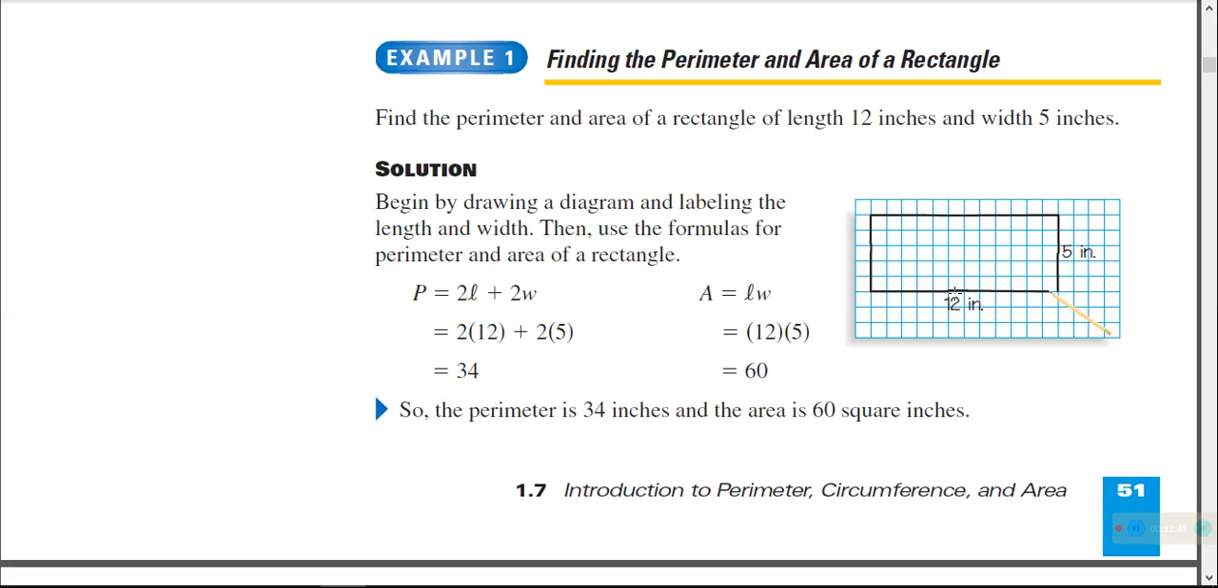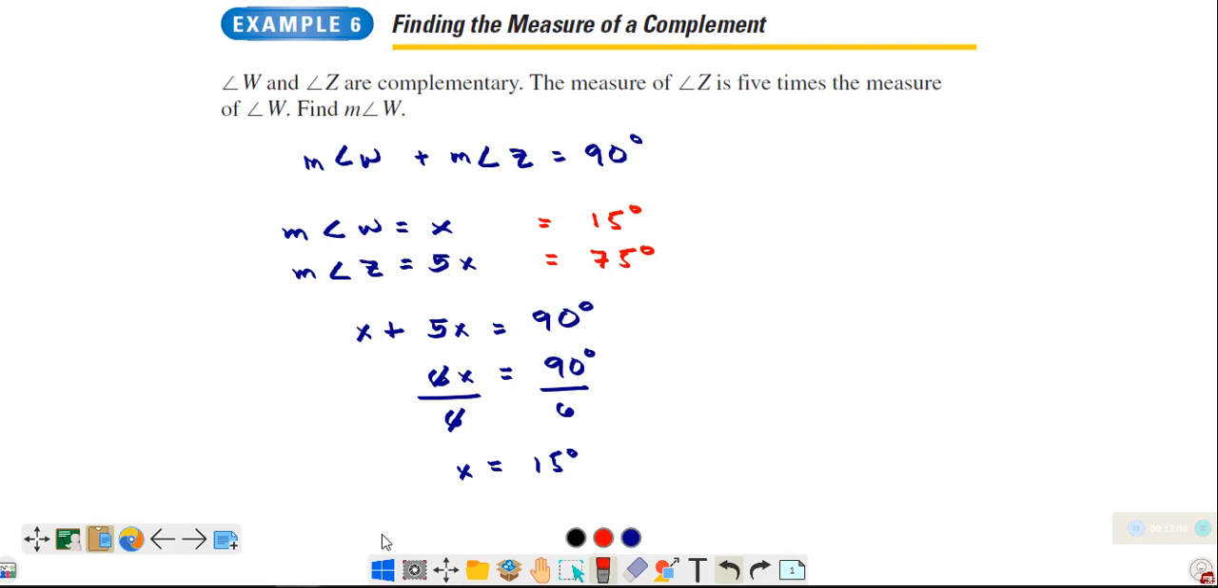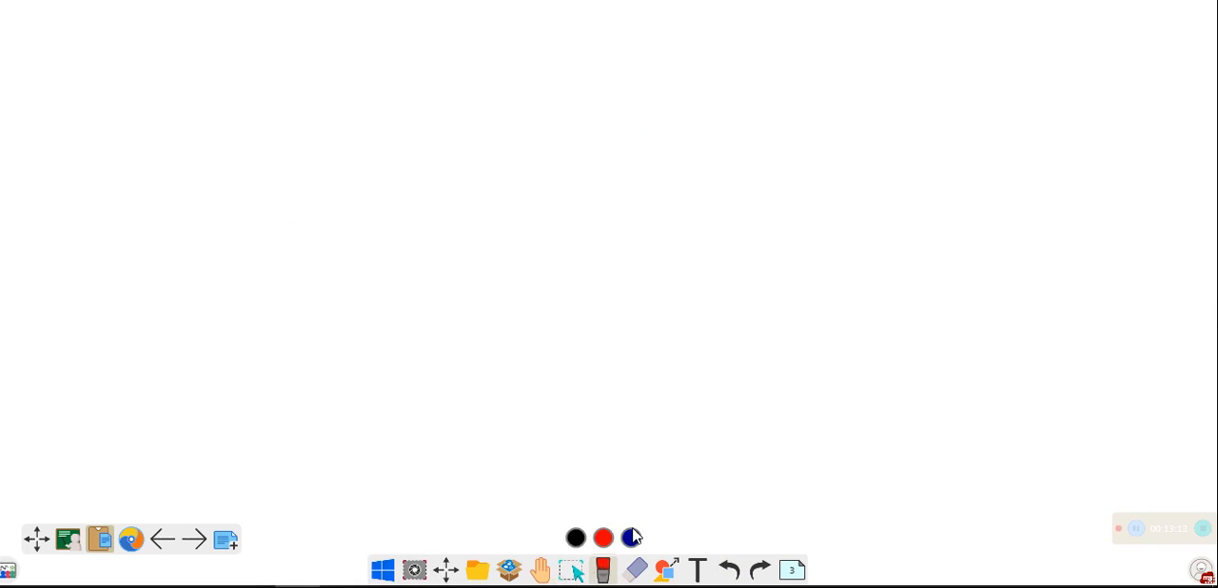Now for the area, all you have to do is to multiply. We have 12 times 5, we have 60. And you have to take note that when you are taking areas, lagi yan two-dimensional, so your unit should be in square units. Okay? So just like this one, inches, it is square inches. So, 60 square inches. Okay?